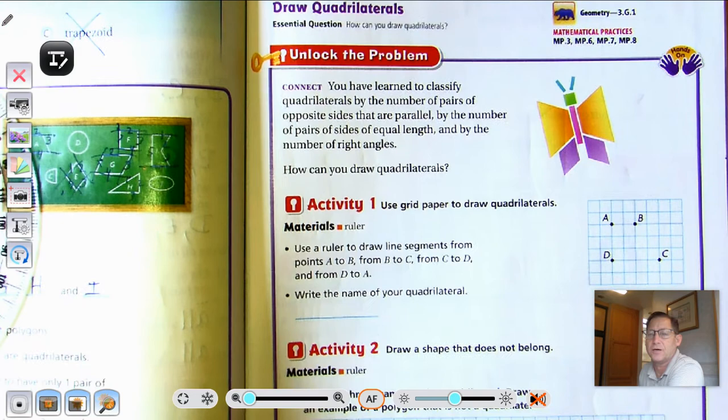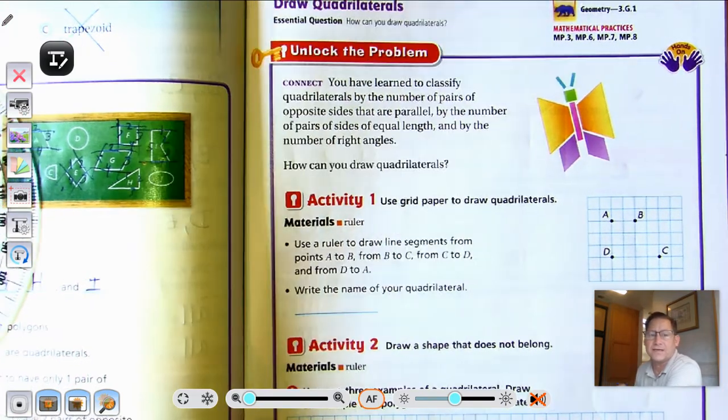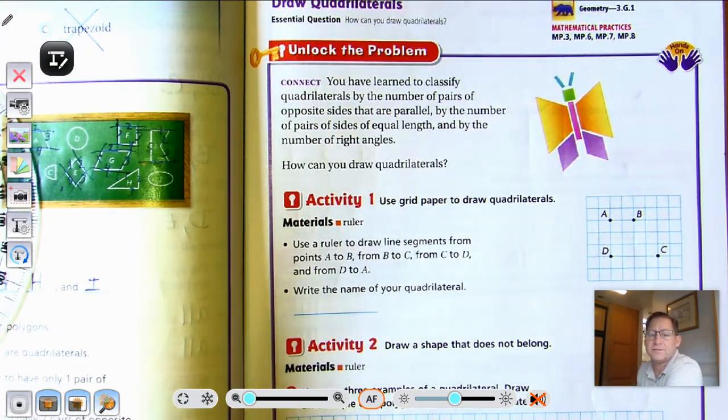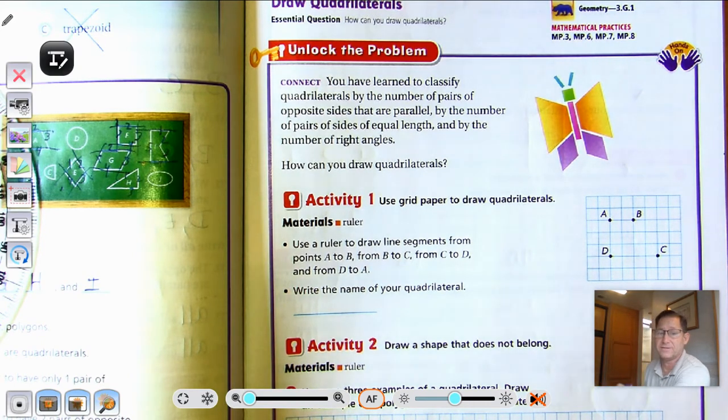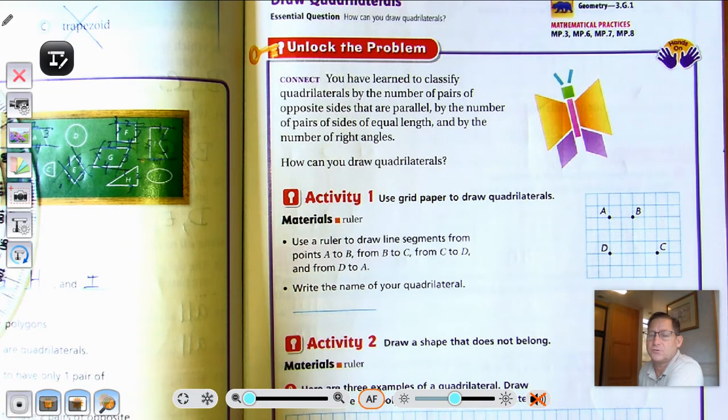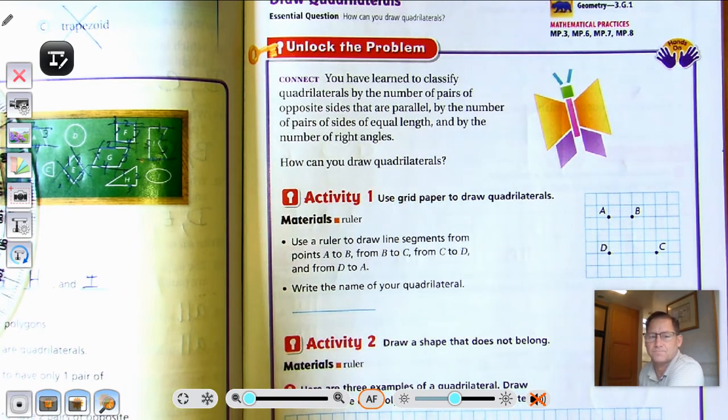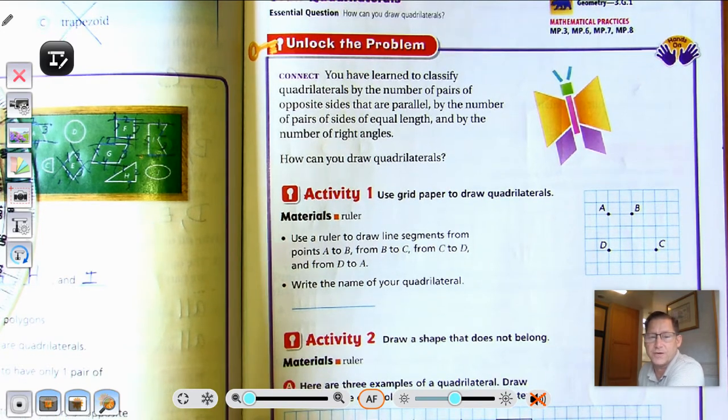So let's look at the unlock the problem. You've learned to classify quadrilaterals by the number of pairs of opposite sides that are parallel, by the number of pairs of sides of equal length, and by the number of right angles. So, how can you draw quadrilaterals? Use the grid paper to draw quadrilaterals. You'll want to use something that you can draw straight edges with, a ruler, anything else that you can use to draw straight lines.